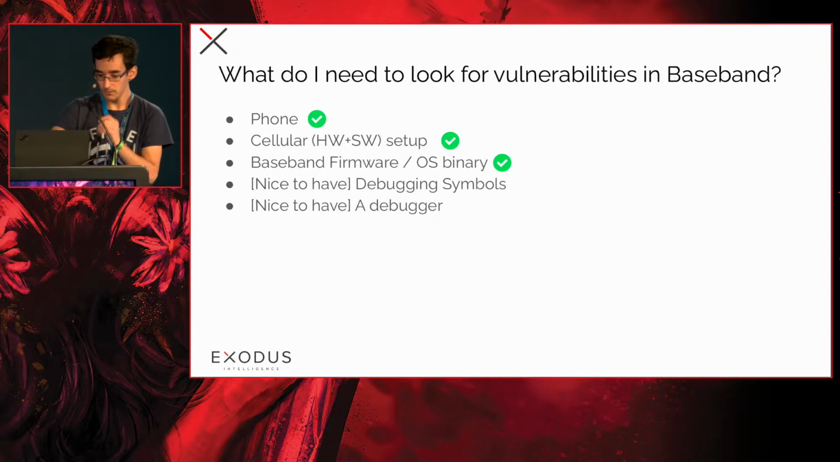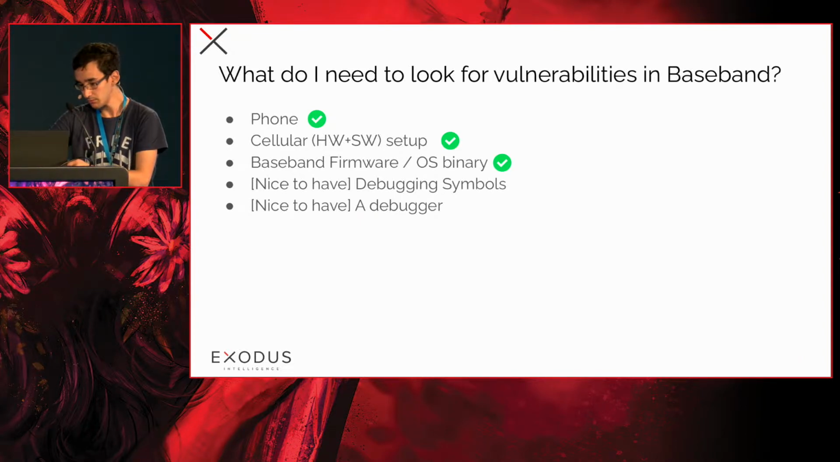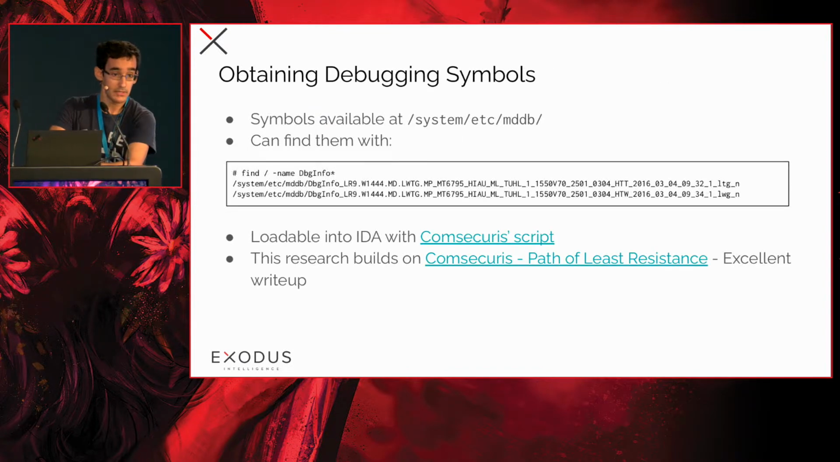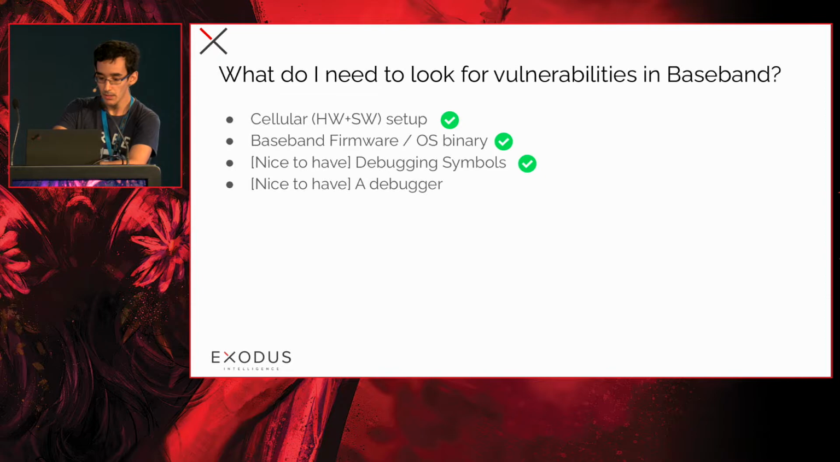Now that we have the baseband firmware and the OS binary, we are going to take a look at how we can find debugging symbols. This can also be found in the file system. It's really easy to find them, and they're directly loadable into IDA Pro with the script that the guys at Comsecuris developed. And by the way, the rest of this research builds upon Path of Least Resistance by Comsecuris, which is an excellent piece of research and a really good point to get started.